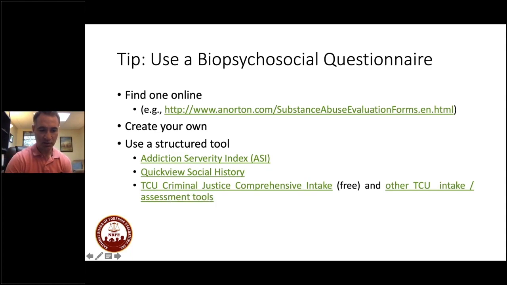I like Texas Christian University's forms. They have some really good psychosocial forms that are available for free. Also, the Addiction Severity Index is available for free, and that has a bunch of psychosocial questions in it. But this one, Quick View Social History, costs money per administration because it takes their psychosocial history and puts it into a narrative format for you.